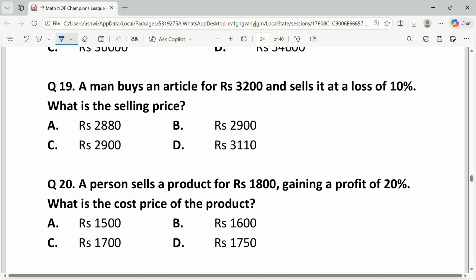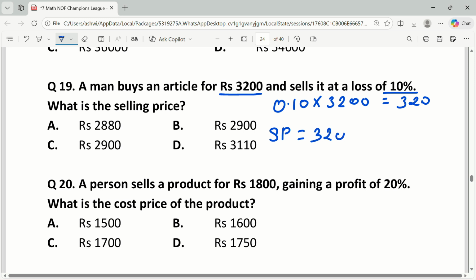Question 19. A man buys an article for rupees 3,200 and sells it at a loss of 10%. What is the selling price? We have the cost price as 3,200 and loss percentage as 10%. Loss amount is equal to 10% of cost price. That is 0.10 into 3,200, which is equal to 320. Selling price is equal to cost price minus loss, which is equal to 2,880. Comparing with the options, answer is A.